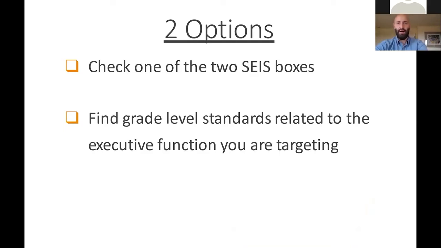So there's sort of two options. One is to check one of the boxes on your IEP forms, and we'll talk a little bit about that. And then the second way is to find grade level standards that are related to an executive functioning area that you're targeting, and use the language in the California content standards to mirror the language of these executive functioning domains. So there's two ways to get at this.